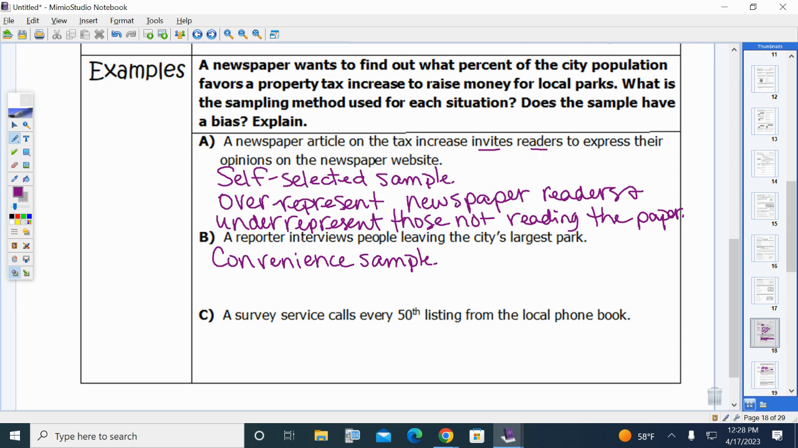So then the question becomes, does this sample have bias? I think that it definitely has bias. You are overrepresenting, you are only representing the people that are attending the park, and you are not representing anybody else. So in order for a study to not have bias, remember it needs to be random and all parts of your population need to be represented. So for part B, you are only representing people who visit the park.